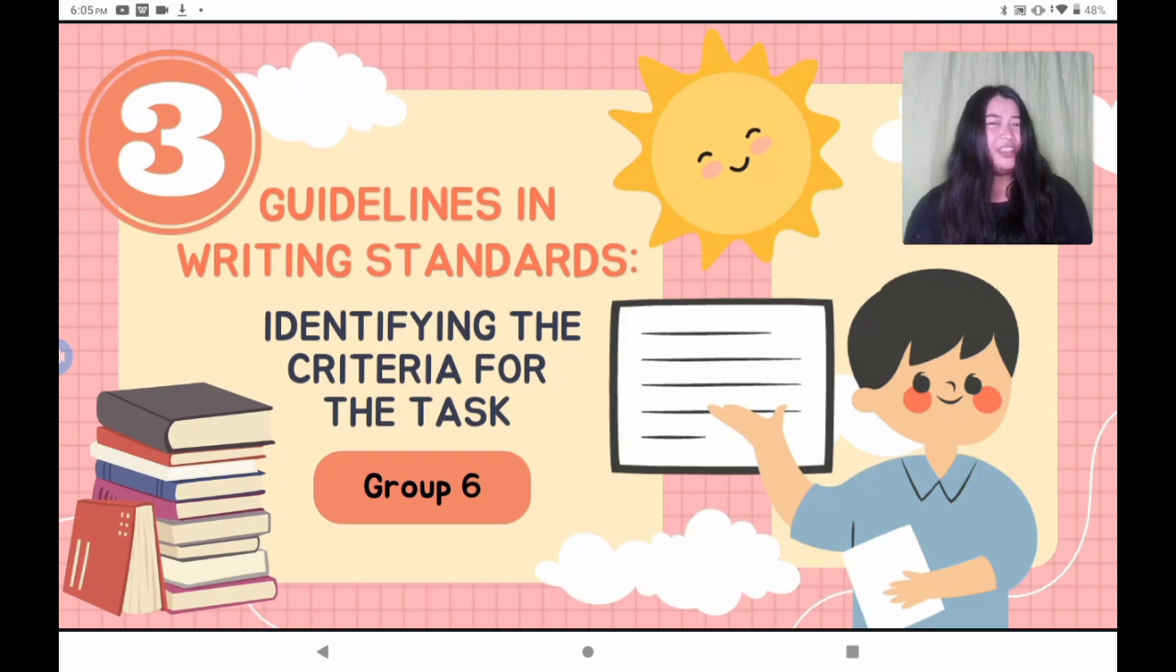For today, we'll be learning all about guidelines in writing standards, specifically on its third step, which is identifying the criteria for the task. This is Group 6. Yours truly, JEDDAH PUGOY, together with Jenny PUYOT, MARYVIC PUYOT, and Leslie Maranga, your reporters for today.